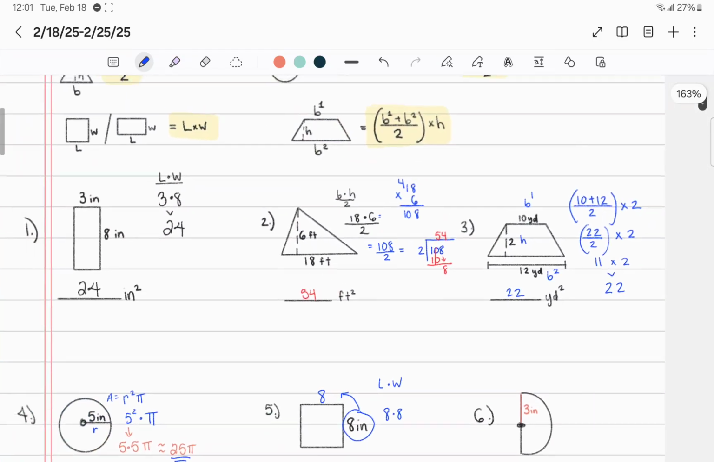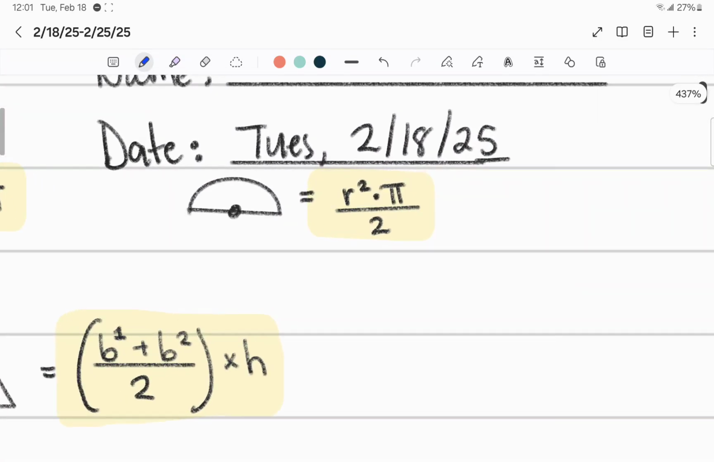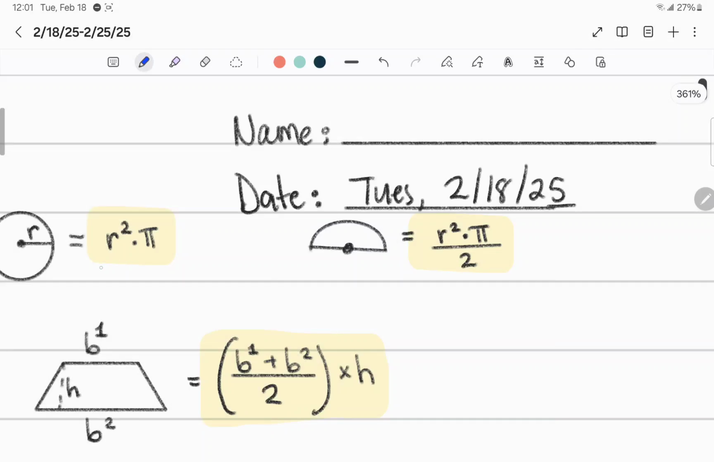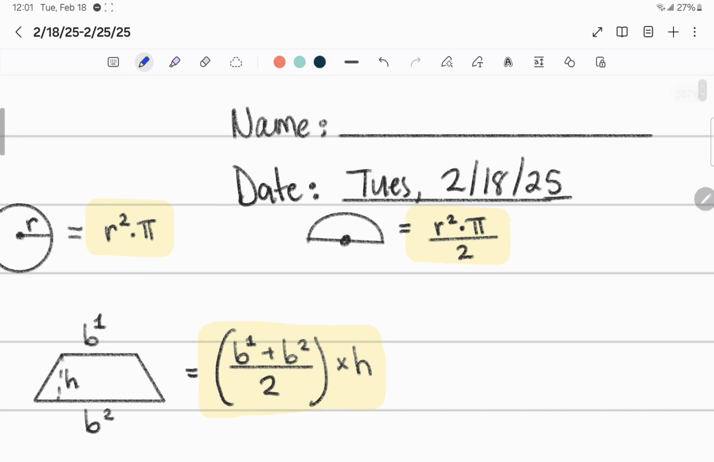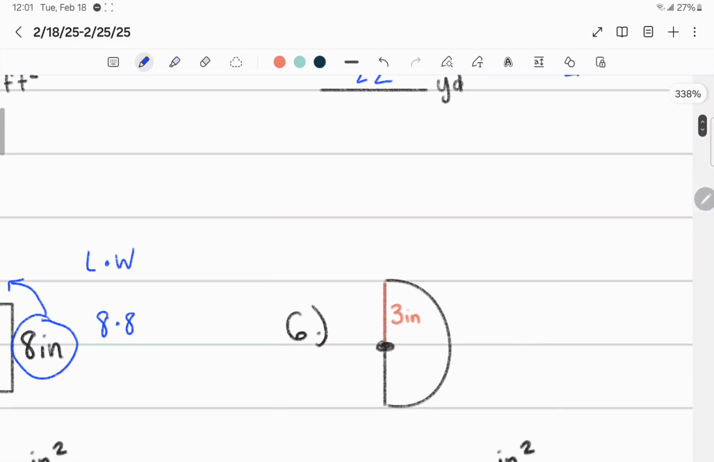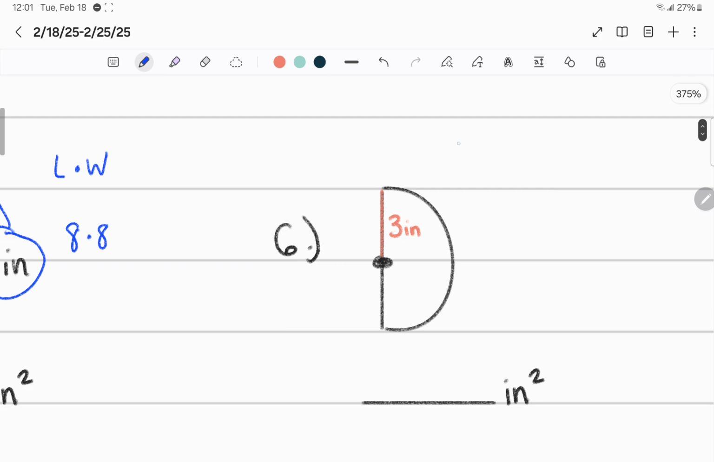And then finally our semicircle. So going back up, our semicircle looks like our circle. The difference is it has divided by 2. The reason why is because it's half of a circle, not a full circle. So our formula here is r squared times pi divided by 2. Again, you don't have to write out what pi is just yet.